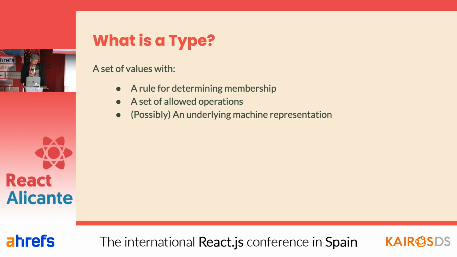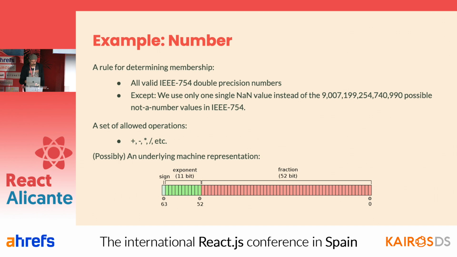So what exactly is a type? Well, it's a set of values with a rule for determining membership, a set of allowed operations, and possibly, in computer science terms, an underlying machine representation. So let's look at an example.